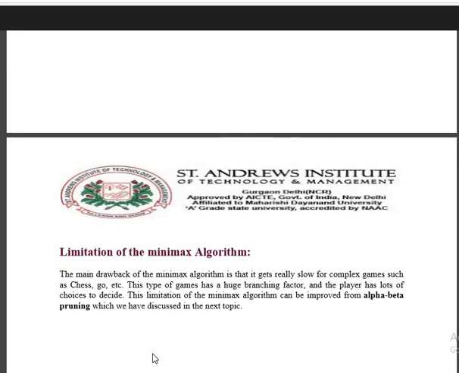In many university exams you come across short notes about the Minimax algorithm, so you can write them down very well. If you have any discussion, you can drop us a message. So go through the notes.